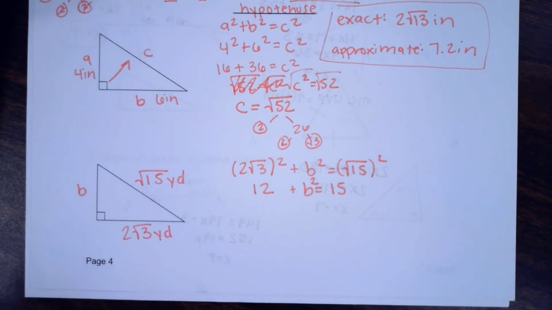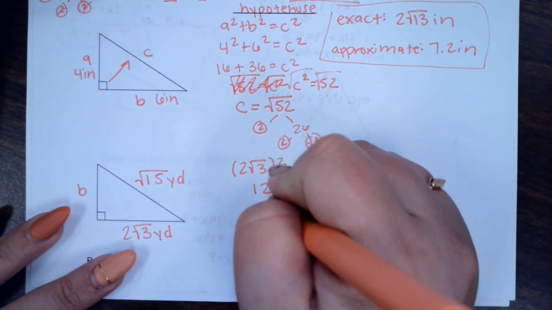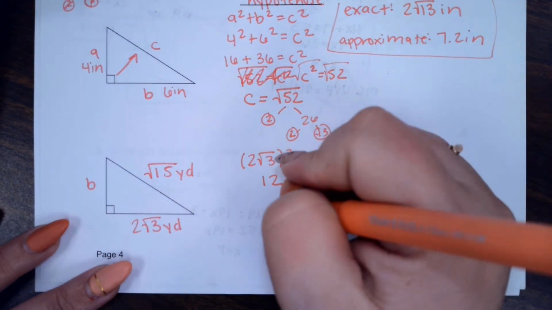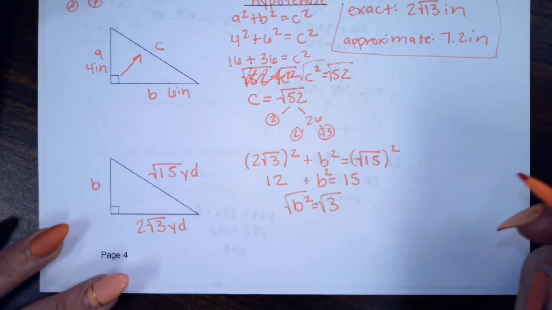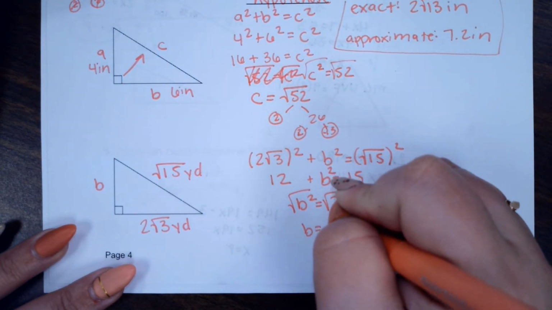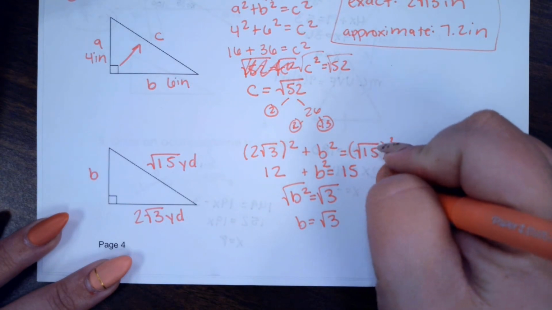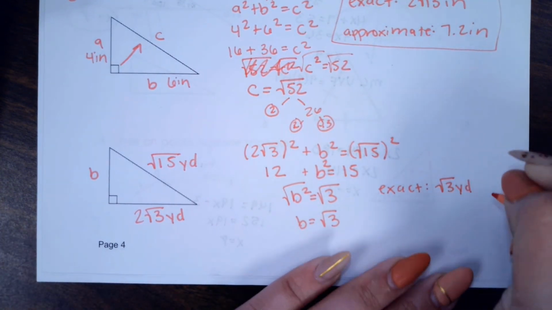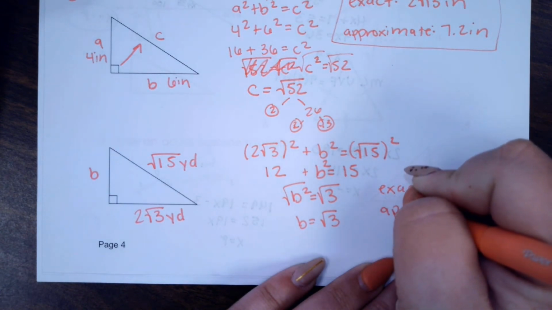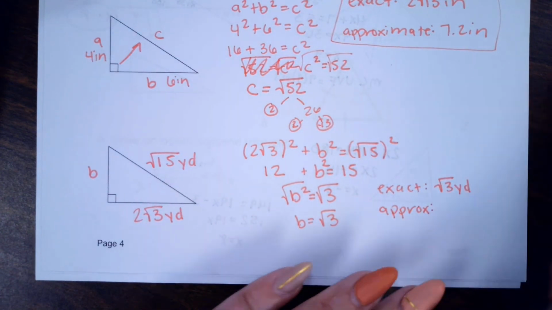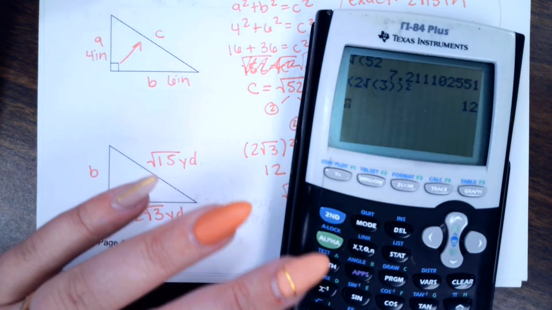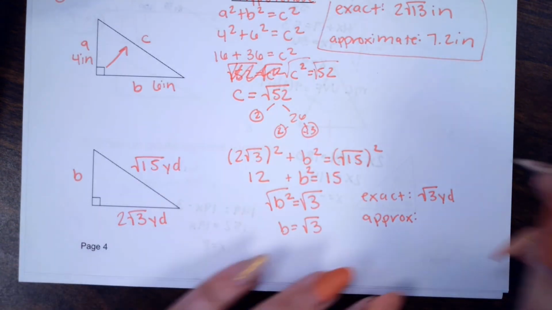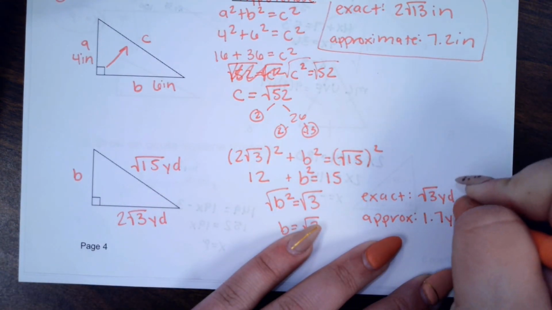From there, we've got to get b by itself. So subtract 12 from both sides. We'll get b squared equals 3. We know the opposite of squaring something is taking the square root. So b equals the square root of 3. So the exact answer is the square root of 3 yards. The approximate, we put the square root of 3 in our calculator and round to the nearest tenth, 1.7 yards.